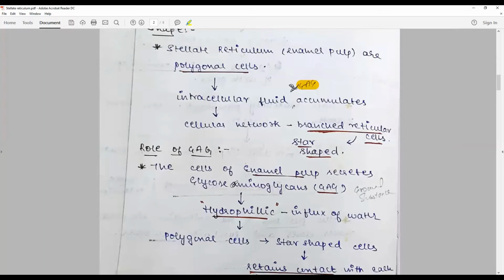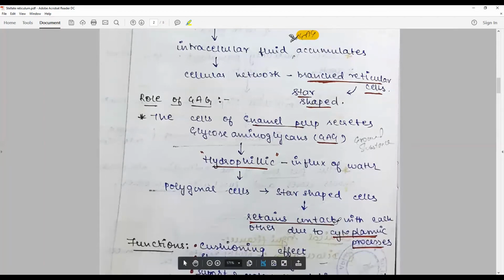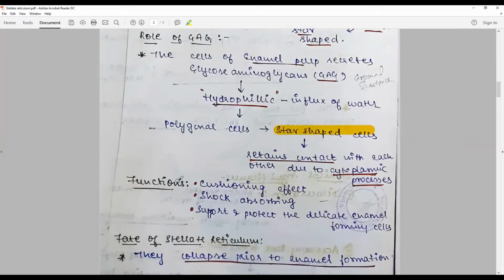They are hydrophilic, or water-loving, causing an influx of water into the developing enamel organ. Along with it come the nutrition and oxygen. They retain contact with each other due to cytoplasmic processes. And when making the slide, they are dried out, giving the appearance of the classic star-shaped cells.